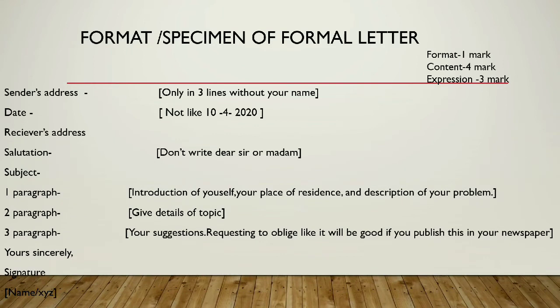Now let's see the format of formal letter. So here as you can see, first of all on the left hand side, you have to write sender's address only in three lines and without your name. Then you have to leave a line and write date, the date on which you are writing the letter. Then after date again you have to leave a line and write receiver's address. Receiver's address is the address of the person to whom you are writing the letter and it will always be given to you in the question.